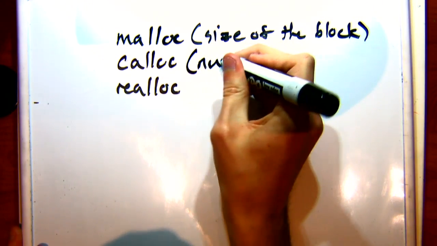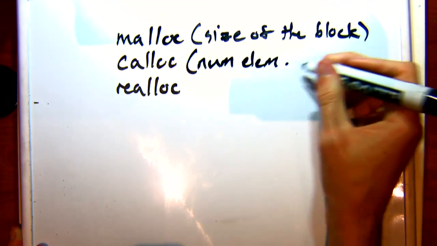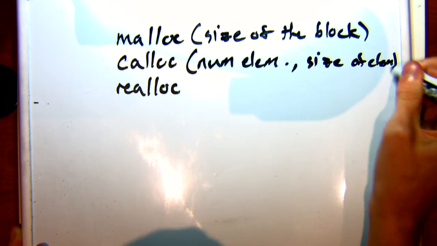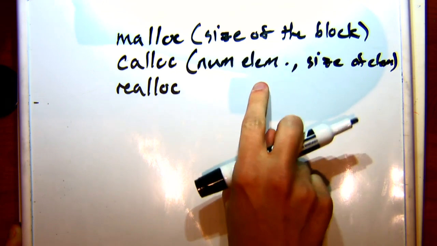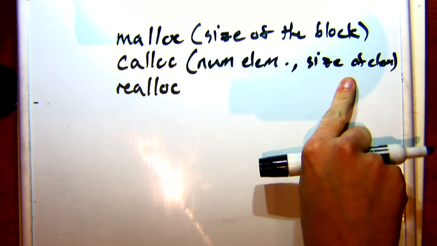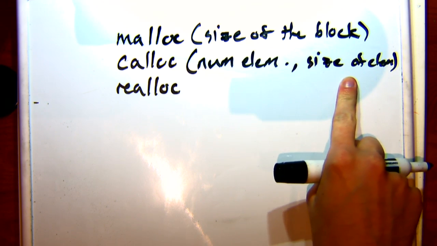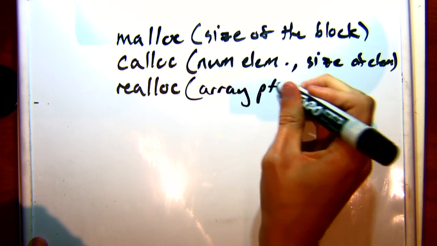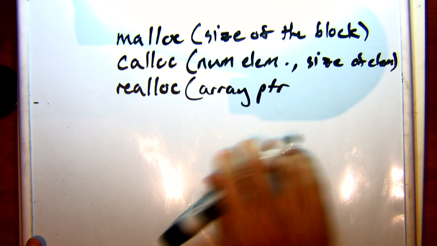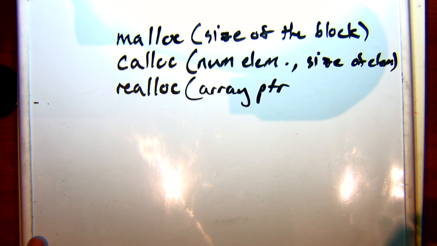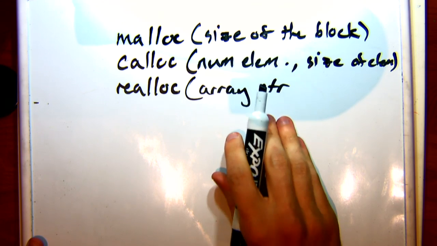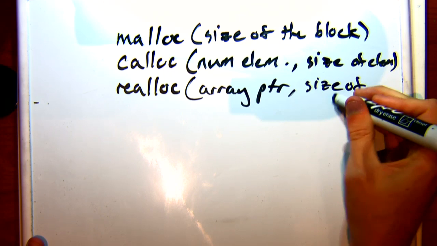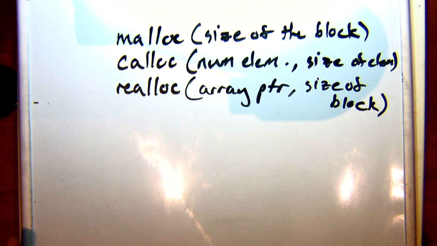Calloc takes the number of elements and then the size of each of those elements. So you would put 10 here and then sizeof int here if you wanted 10 integers. Realloc takes that array pointer or whatever you have. You might just have a structure that you want to resize, but this takes the pointer to whatever you're resizing. And this also takes the size of the block of whatever you're resizing.